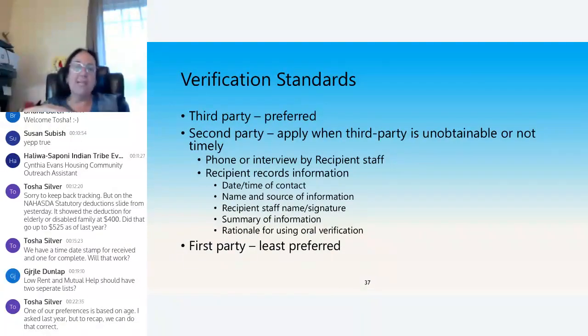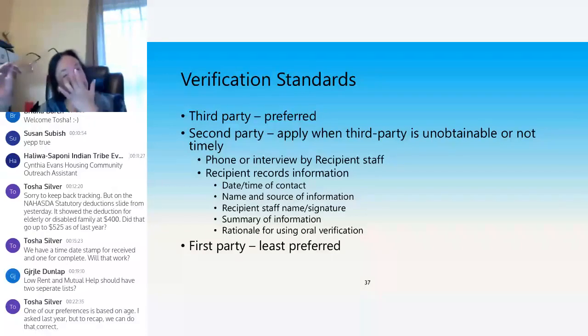Your verification standards. This is something that confused me at first. There's first, second, and third party verification. I always thought first was better than third. No, in this instance, third is better than first. Second is better than first. It goes in the reverse order.